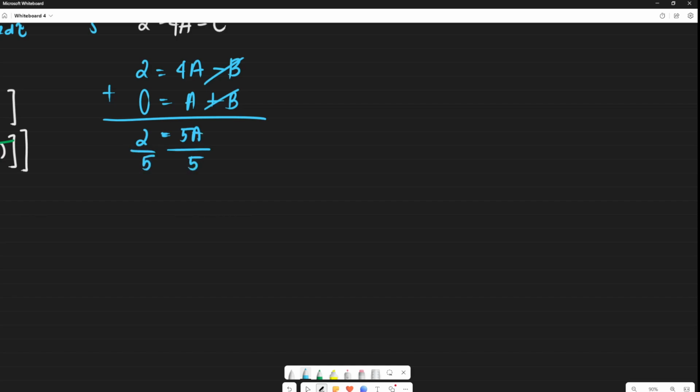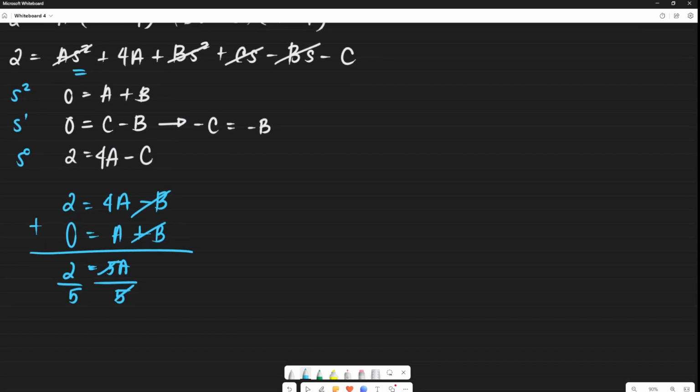Okay, so with that, A is equal to 2 over 5. With this relationship, we know that B is equal to negative A. So we have B is equal to negative 2 over 5. Okay, and we know that negative B is equal to negative C. So therefore, they will just cancel each other, yung negative sign. So C is equal to B, and therefore C is equal to negative 2 over 5.